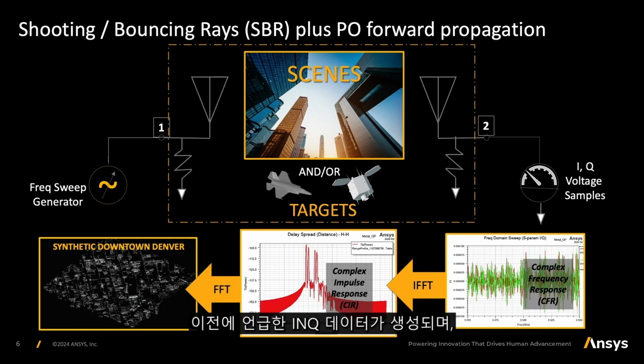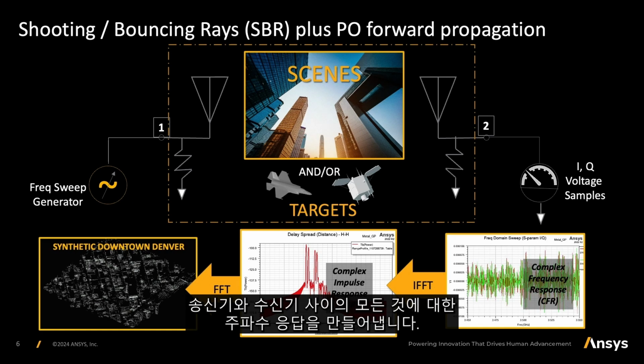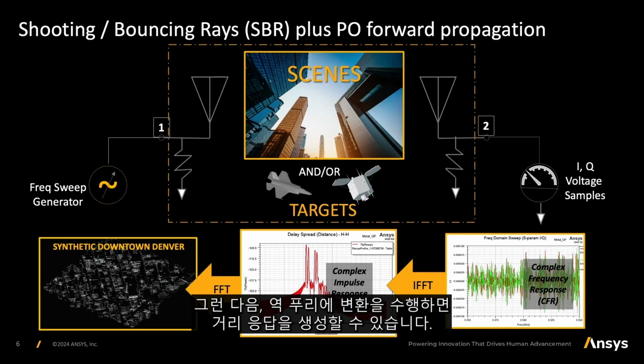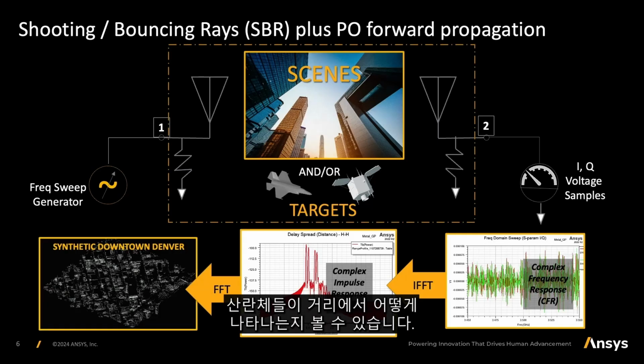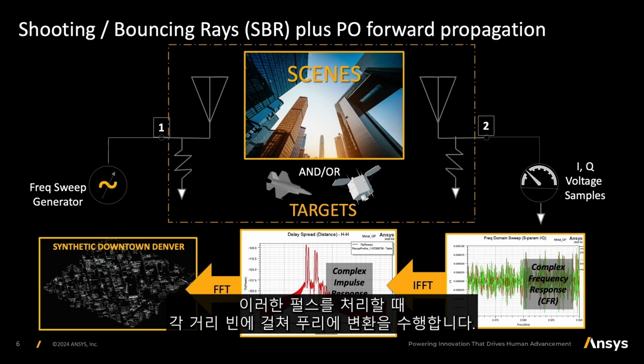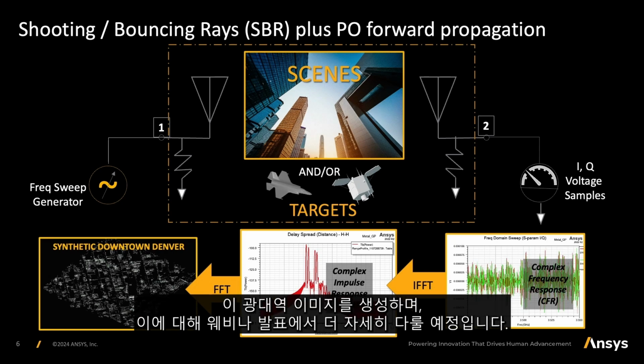We're going to then send our signals into that environment and characterize the entire environment. Out comes the IQ data that you mentioned earlier, to generate that frequency response for everything between a transmitter and receiver. Then if you do an inverse Fourier transform, you generate that range response. The same time delay that Sean had in his data, I also see as a range response to scatterers, how they appear in range. And when you process a bunch of those pulses, you do a Fourier transform across each range bin, we generate these wideband images, and we'll talk more about that throughout the webinar presentation.